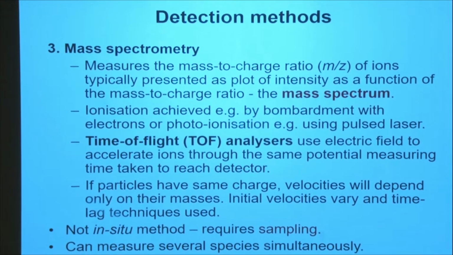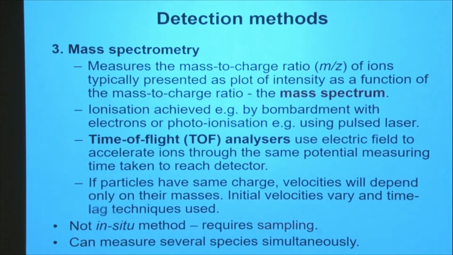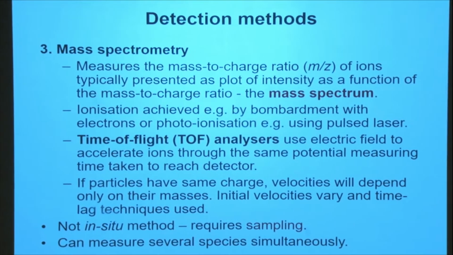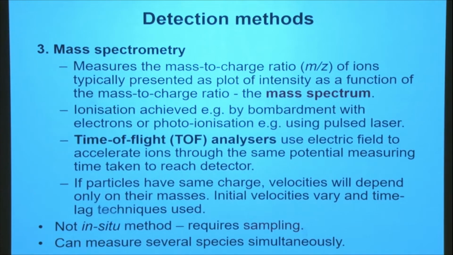Things have moved on in the field. So actually, we can also now use mass spectrometry as a detection method. Here we're measuring the mass-to-charge ratio of ions, which are typically represented as intensity as a function of the mass-to-charge ratio, so the mass spectrum. So then by comparing against reference spectra, we can get concentration measurements for our species.